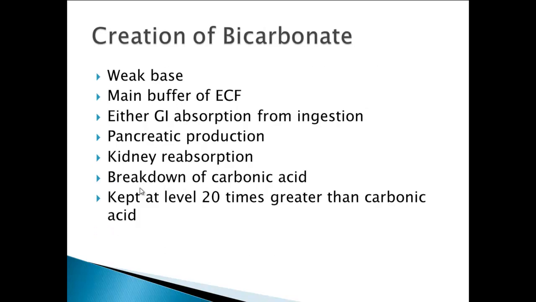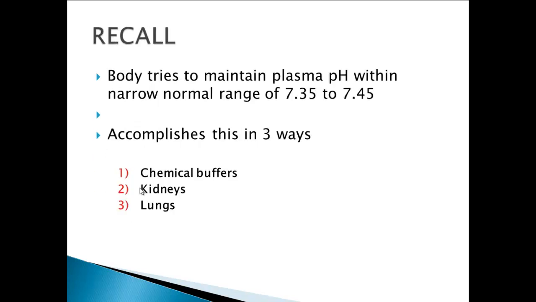Bicarb, on the other hand, the alkaline side, is considered a weak base. It's the main buffer of the extracellular fluid. We get that either from what we eat through GI absorption, or it can be produced in the pancreas. Kidneys will also reabsorb it instead of excreting it when it's the byproduct of some of our metabolic efforts. Of course, it's made when carbonic acid is broken down. And again, we keep that bicarbonate at a level 20 times greater than carbonic acid.